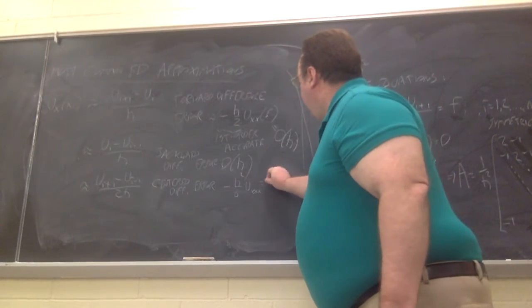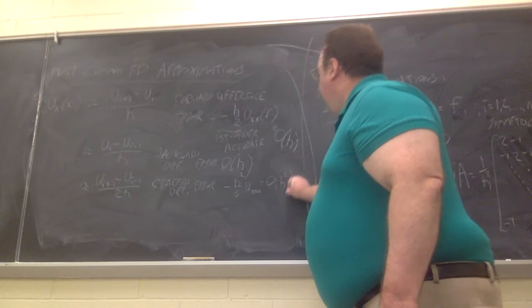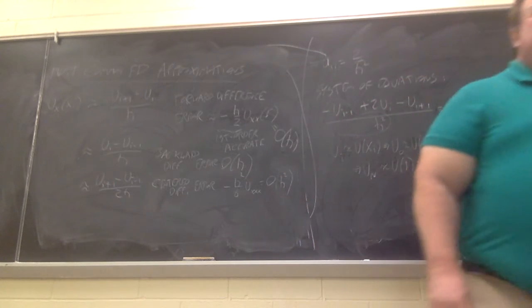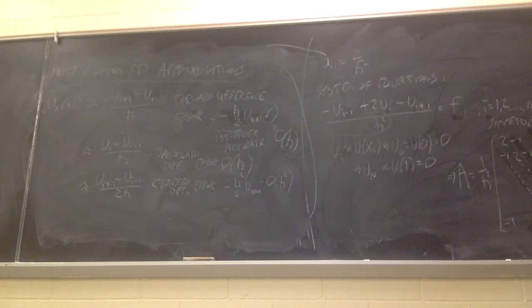So, it's order h squared. So, doing about the same amount of computation, you're evaluating u at only 2 points. You get a much more accurate approximation of a derivative.